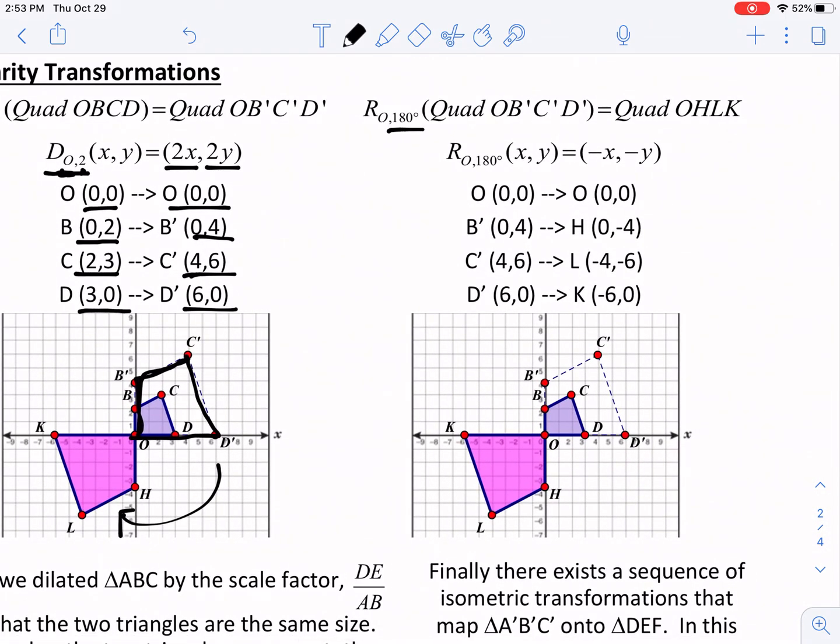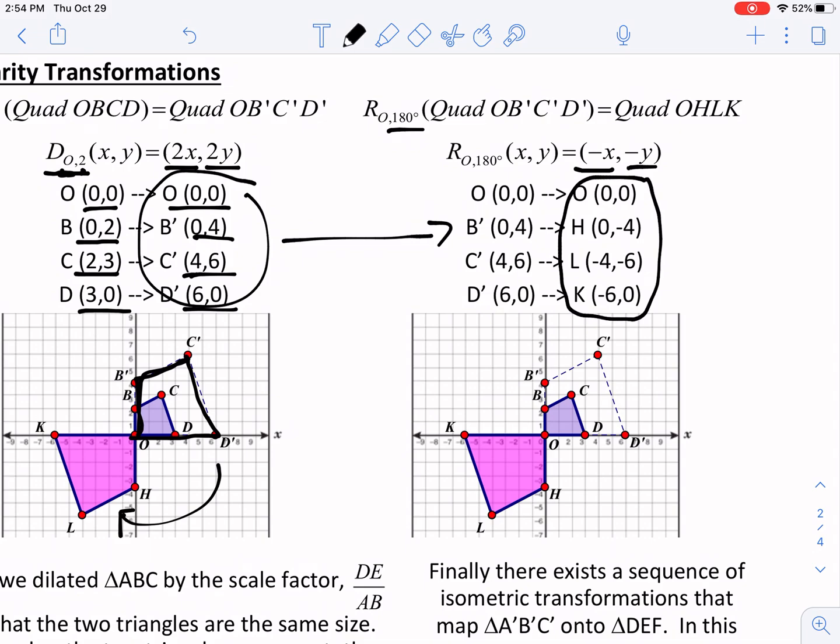I can rotate this 180 degrees, and we learned that to rotate 180 degrees, the mapping rule was to multiply x by a negative and y by a negative. So if I take those points that we just found, and I multiply each x by a negative and each y by a negative, then these would be the resulting points, okay? 0 times a negative is still 0. This 4 times a negative is a negative 4, negative 4, negative 6, and negative 6, 0, okay? And that actually maps us onto this image here.